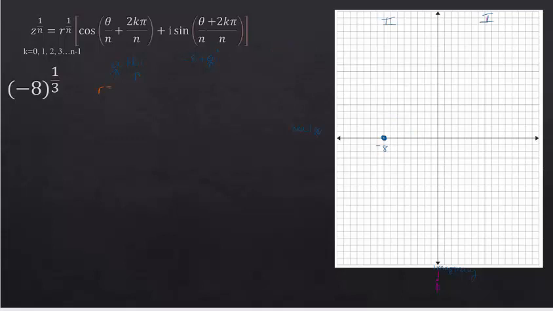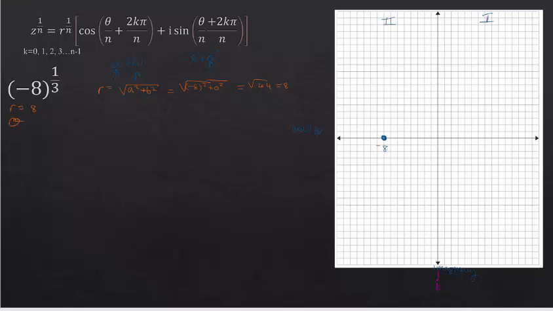But we can solve for r using the formula. r equals the square root of a squared plus b squared. So for us, our a is -8, so -8 squared plus 0 squared. So square root of 64, so r equals 8. So now we know that our r is going to equal 8. Let's figure out our theta next.